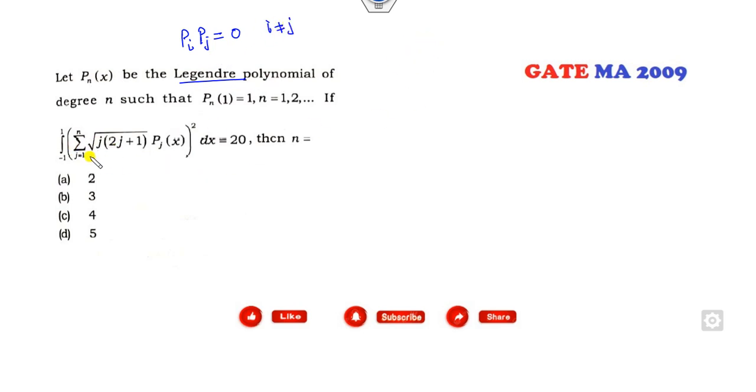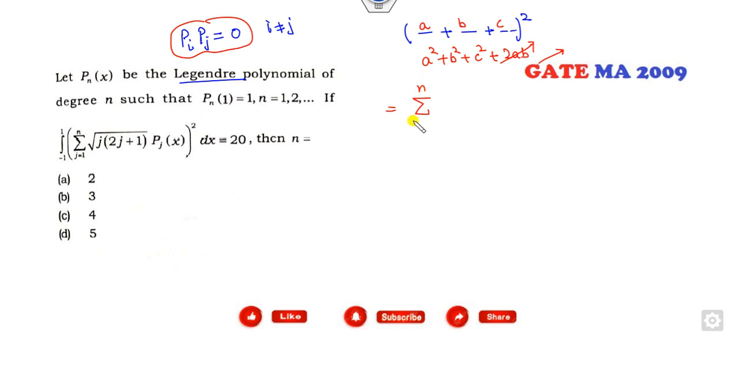Now if you look at the integral from minus 1 to 1 of this summation and the whole square, when you open this summation and then the square, if I call the terms A, B, C, it will be A square plus B square plus C square plus 2AB, and because of this orthogonal property the cross terms will be 0. Similarly for the other terms, so I can open this bracket, and the summation will be outside, and the remaining part will be the integral from minus 1 to plus 1 of the square. So the square of this is (2j plus 1) times Pj square.